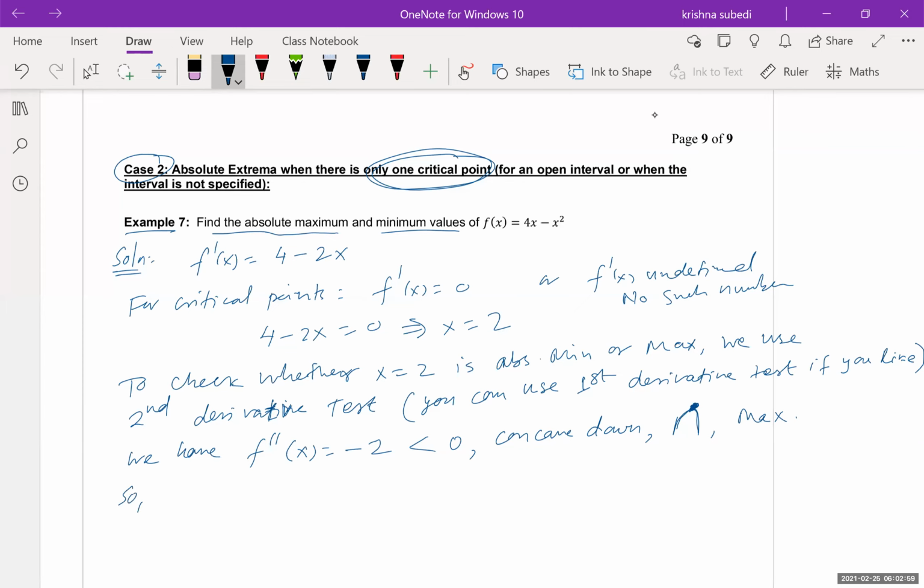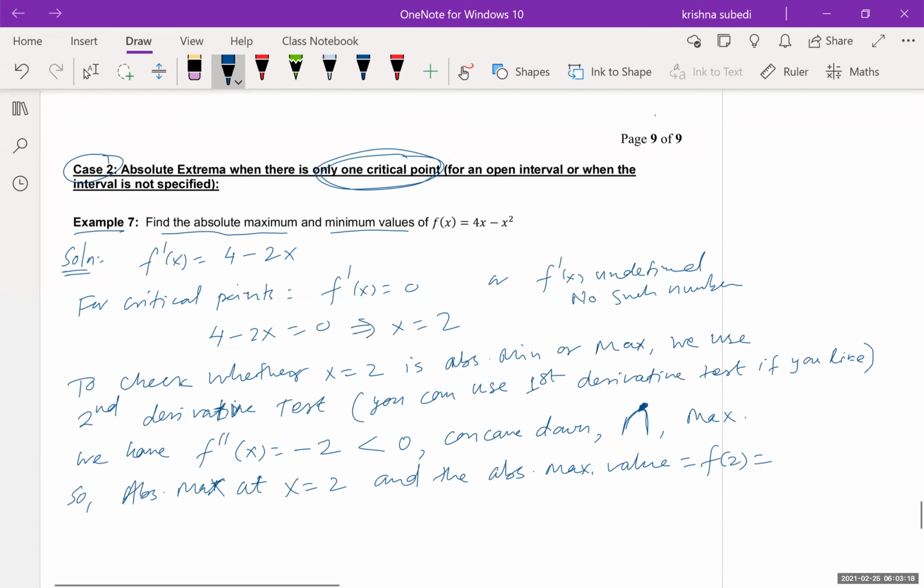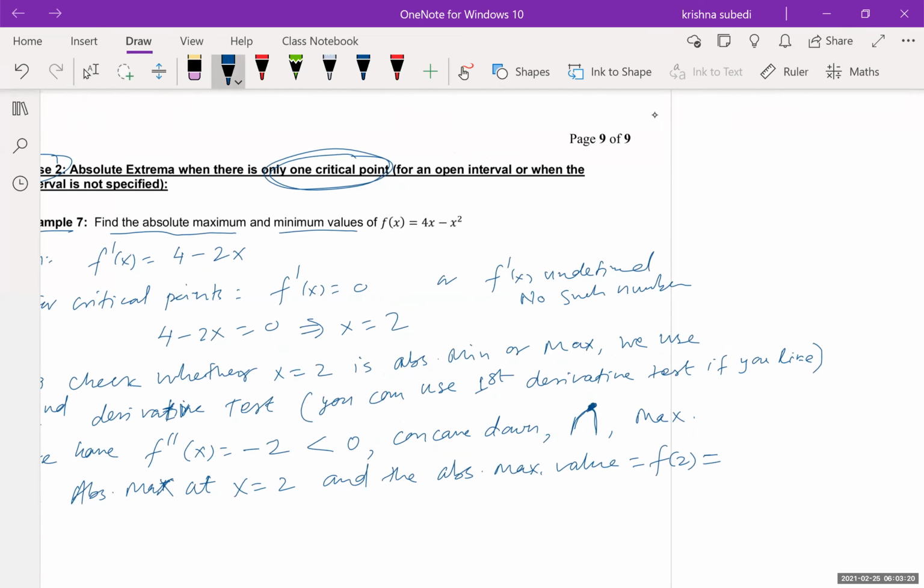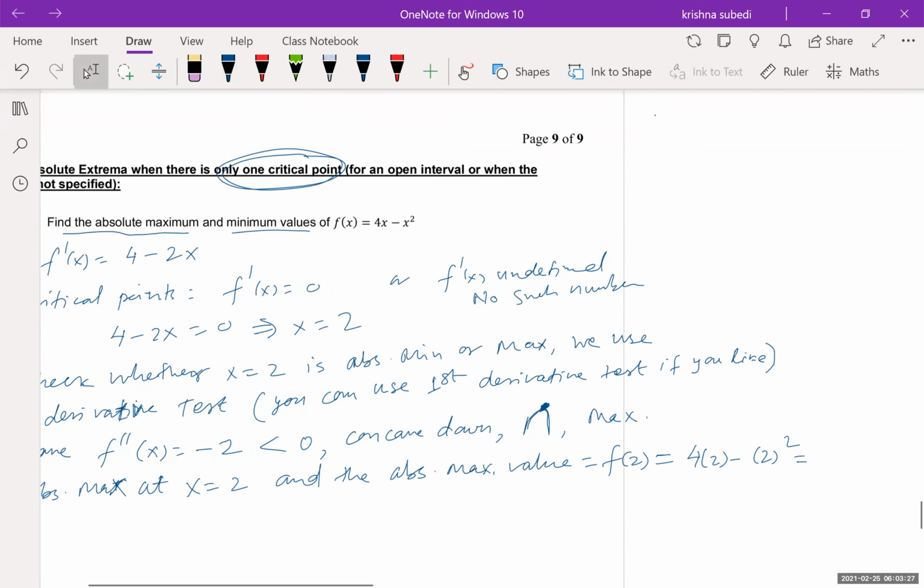So absolute maximum at x equals 2, and the absolute maximum value equals f of 2 equals, now let us substitute this value in the original function, which is 4 times 2 minus 2 squared, and that's going to give me 4. That's it.